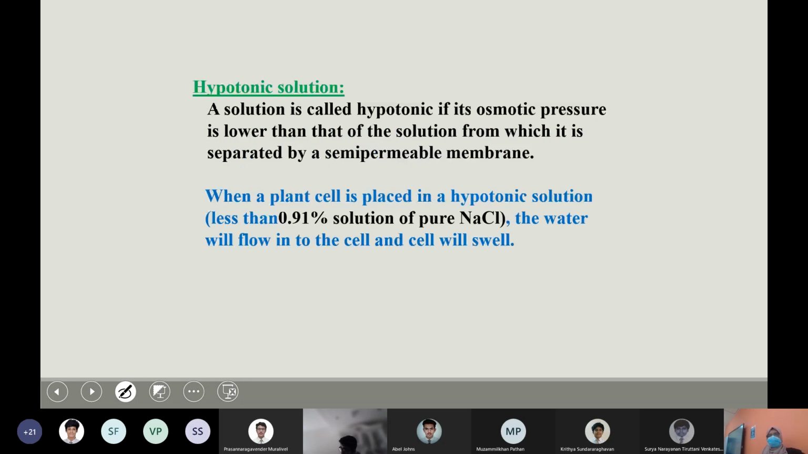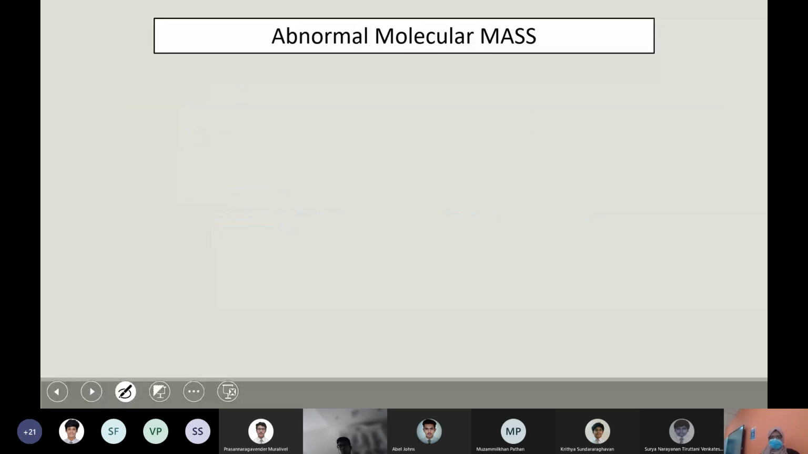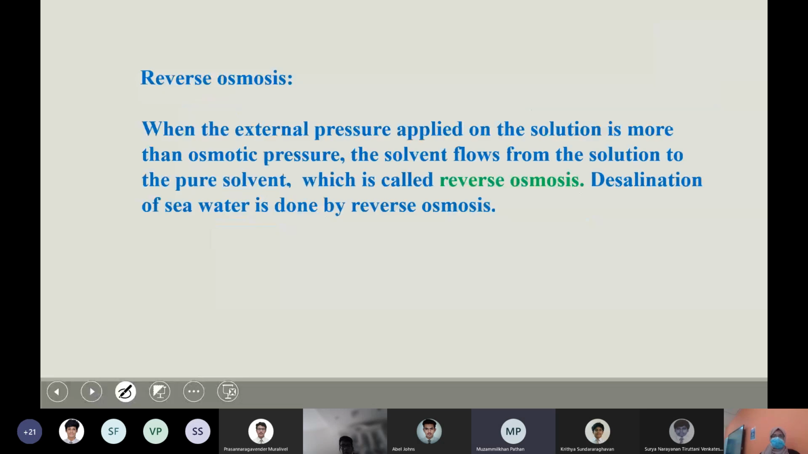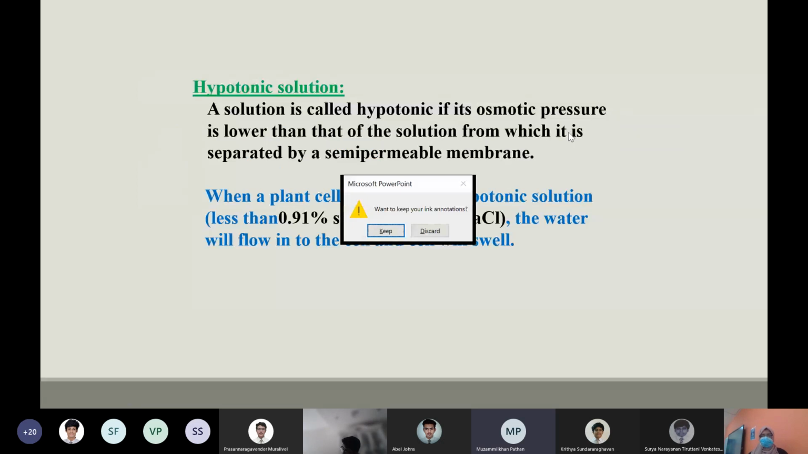Thought we'll finish it today, no problem, we'll continue. Hypertonic and reverse osmosis, then we have numericals based on osmotic pressure. Then last is colligative properties. Now, when will you upload these notes? I'll try to upload today itself so that during the weekend you can complete them. Thank you, ma'am.